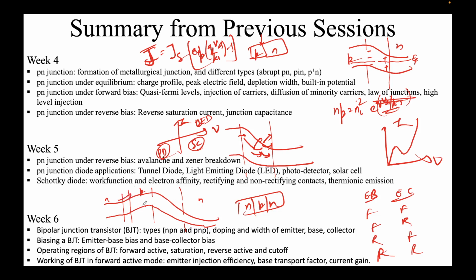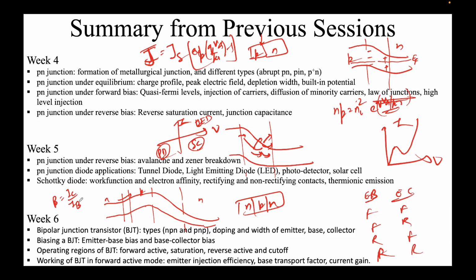Base transport factor is how much of the electrons being injected into the base are recombining, because remember this is p-type doped, and that's why we keep the doping of the base low. Finally, we saw the current gain, given by beta, which is essentially IC over IB. So these are the various terms. We solved a couple of numericals on that.